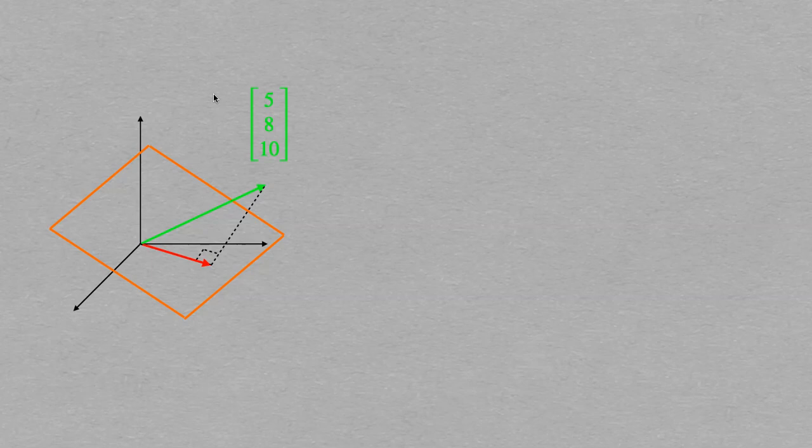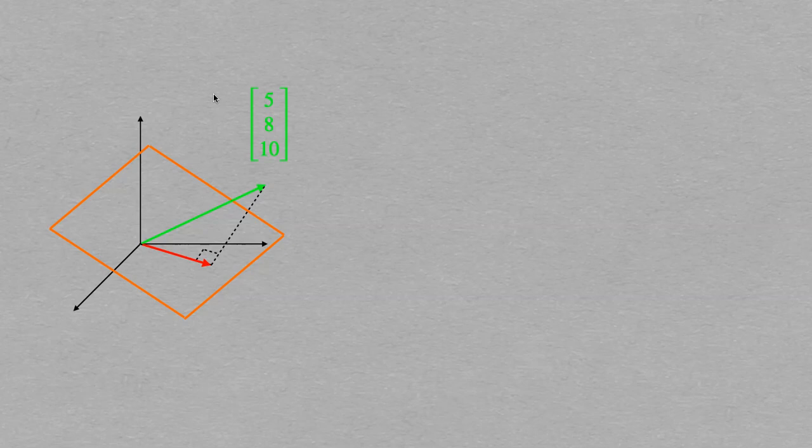Here is the projection. Now, I know that we often use an image for the projection. We say that it's the shadow of the green vector if the sun was perpendicular to the plane. I want to offer now a new image for what projections are.